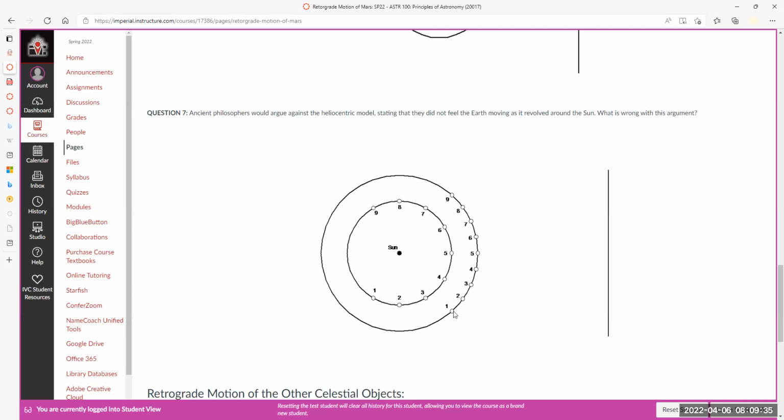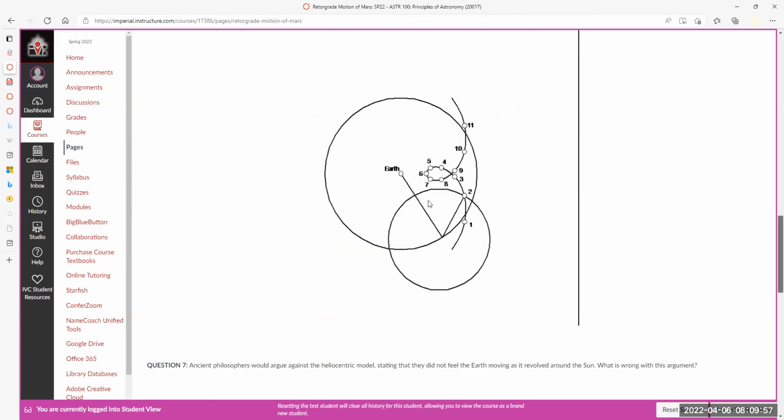Look at the distance between 1 and 2 for the Earth. It's greater than the distance between 1 and 2 for Mars. Mars covers less distance than the Earth does. It's the same thing between 2 and 3, and so on. So those are the numbers for the Earth on the inner circle and different positions for Mars on the outer circle. This is also true for the geocentric model. The Earth, of course, in the geocentric model is immobile, it's not moving, whereas Mars is moving, and we have different locations for it based on this model.